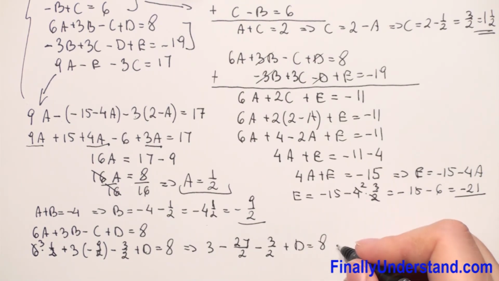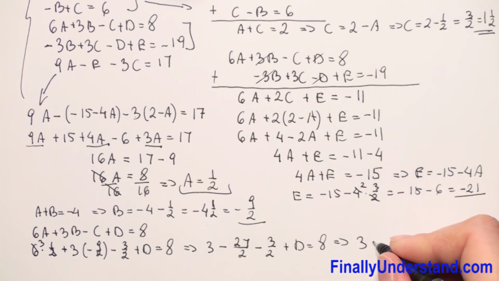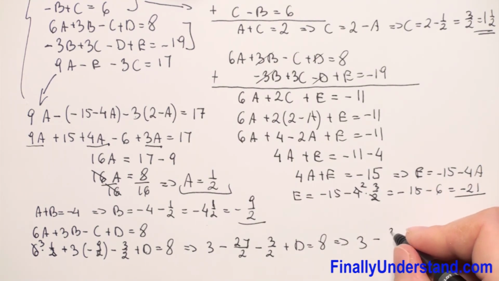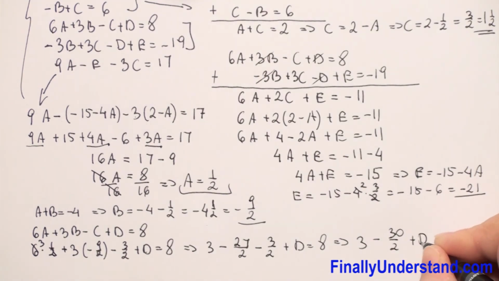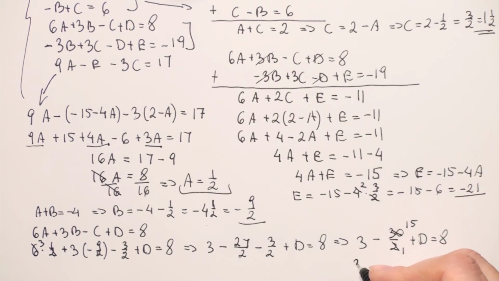So now we have the same denominators. I have negative 27 and negative 3, so it will be negative 30/2 plus d is equal 8. 30 divided by 2 is 15. So we have 3 minus 15 plus d is equal 8. So d is equal 8. Negative 15 plus 3 is negative 12. When we move to the right side, will be positive 12. So this is equal 8 plus 12 is 20.